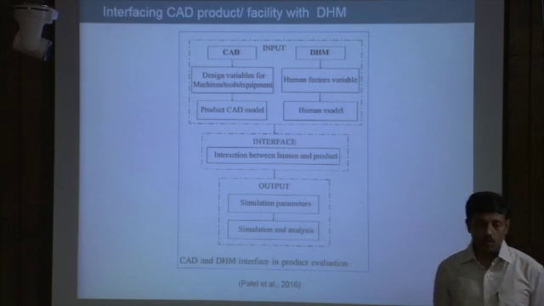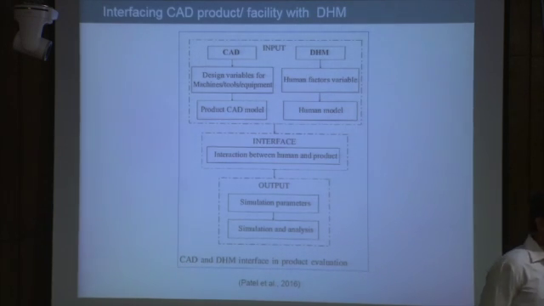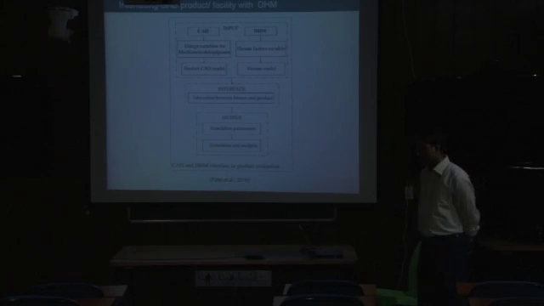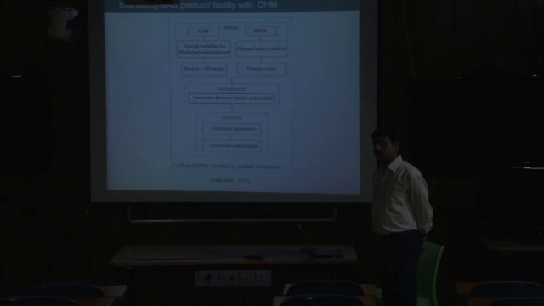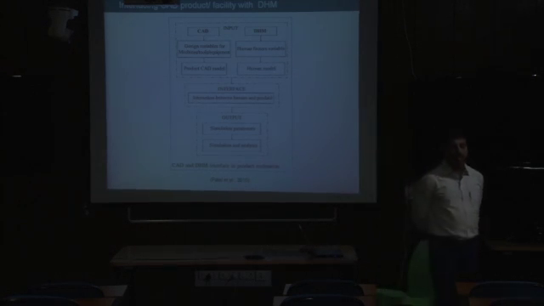Now, what we discussed so far is how digital human modeling software evolved, starting from the 1960s till today, and the various digital human modeling software which came into the market in different time periods.